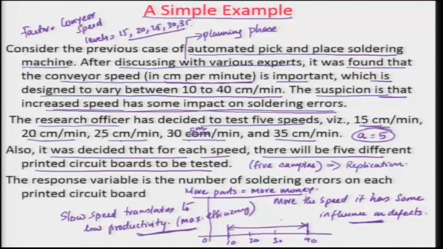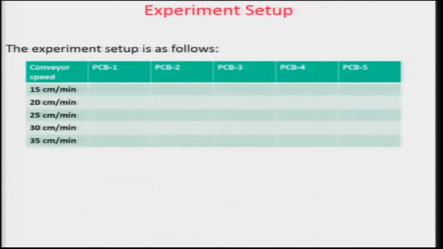Okay. And what is your response variable? The response variable was decided as the number of soldering errors on each printed circuit board. Once you run it, what you are trying to find out is how many soldering errors there are on each printed circuit board. That is going to be your response variable. Okay. Fine. I hope you are clear with the experimentation part.